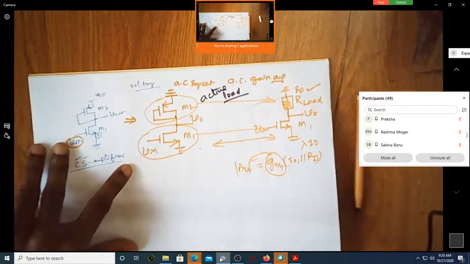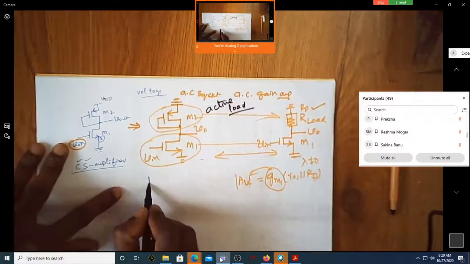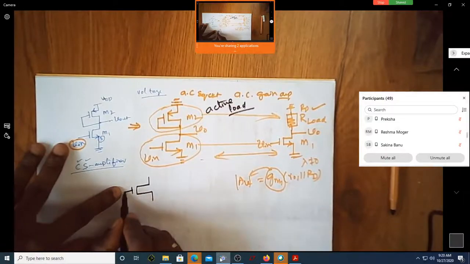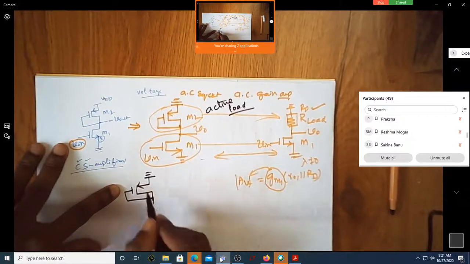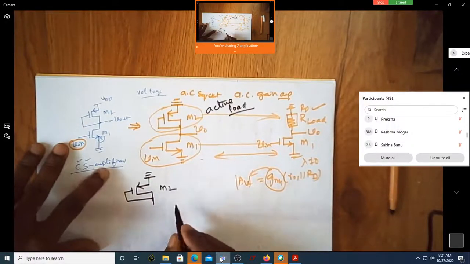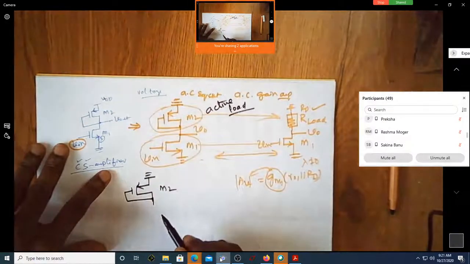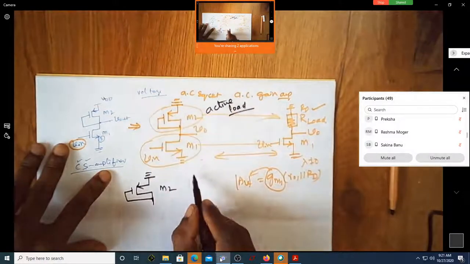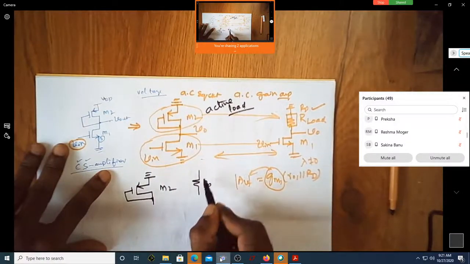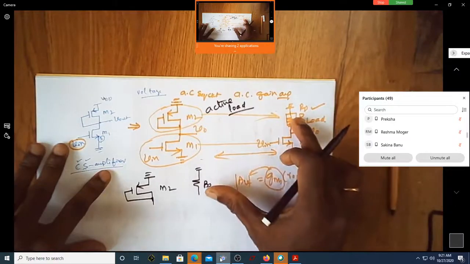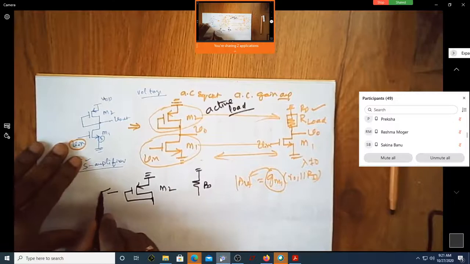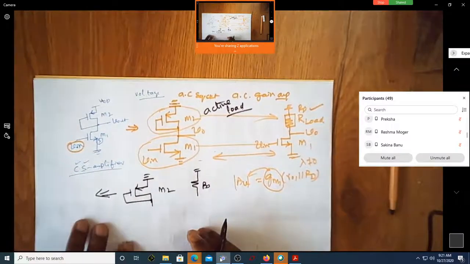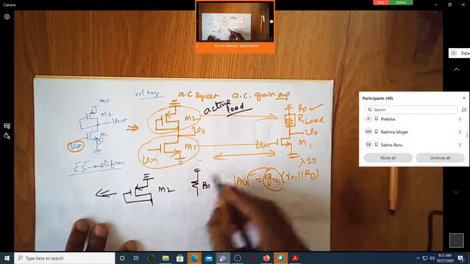So what I'll do, I'll take out only this part. You can see I'm just rewriting that. Is this my M2? Is this exactly like your RD here? Now the question is, what is this effective resistance?